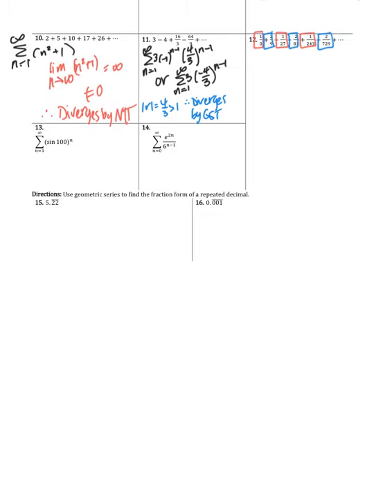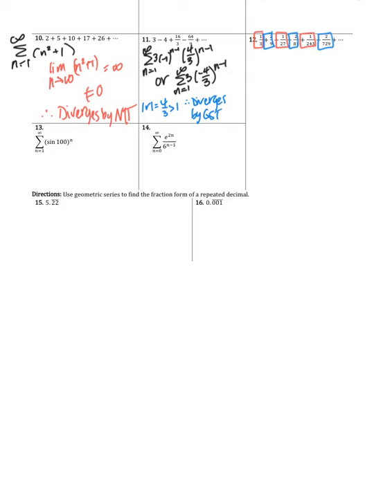All right, on number 10, that pattern is n squared plus 1. So we're going to have the sum from n equals 1 to infinity of n squared plus 1. That's not geometric, so I'm going to use NTT. The limit as n approaches infinity of n squared plus 1 is infinite. It's growing to infinity, which is not the same thing as 0. Therefore, it diverges by NTT.